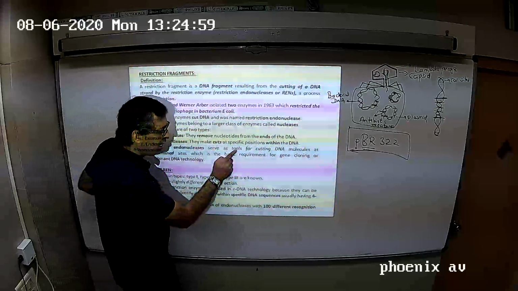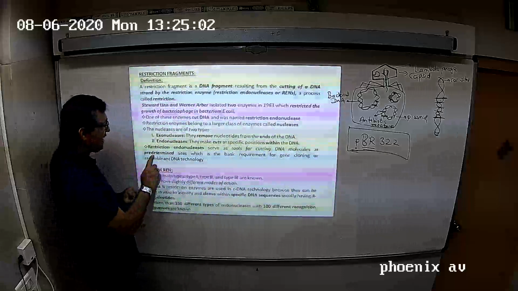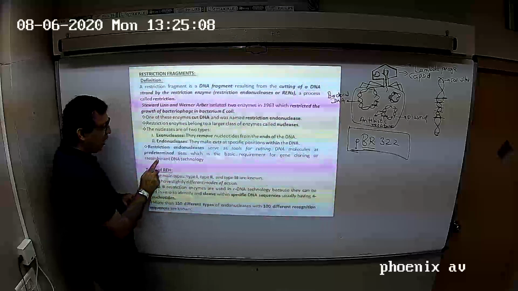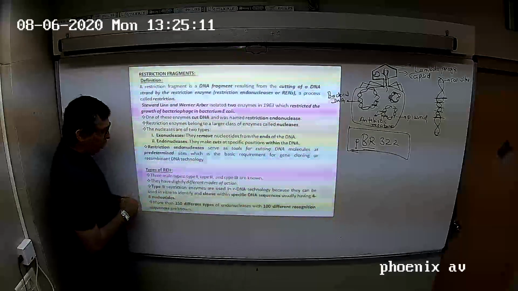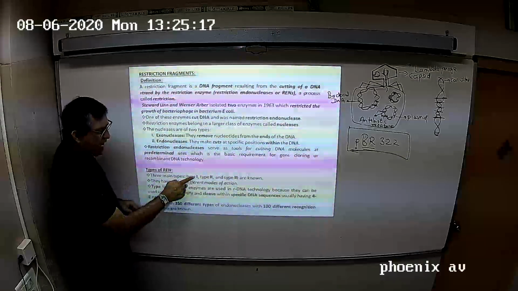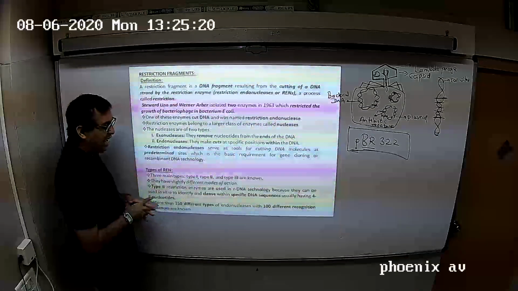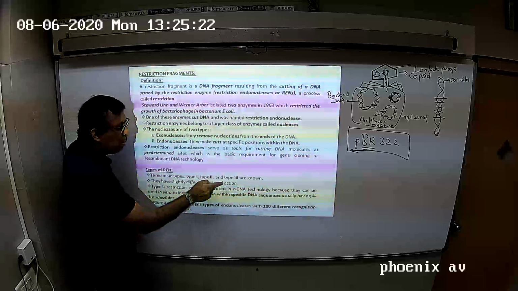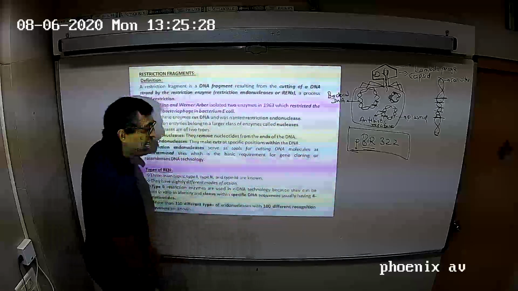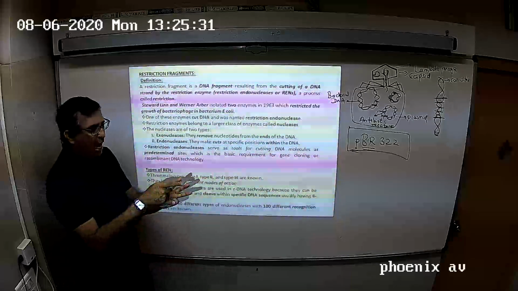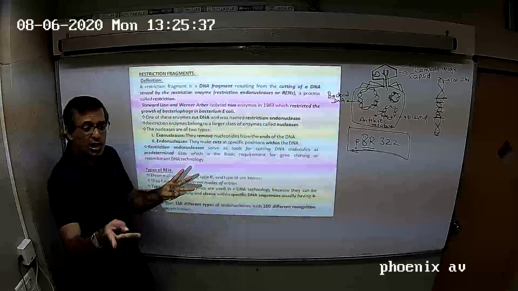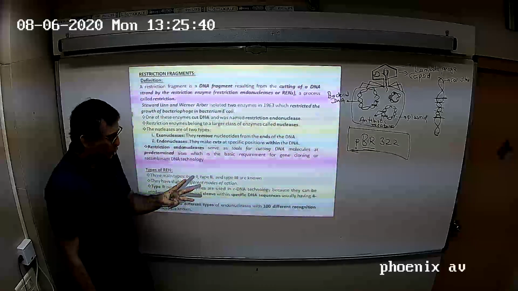Restriction endonucleases serve as tools for cutting DNA molecules at predetermined sites, which is the basic requirement for gene cloning or recombinant DNA technology. Restriction endonucleases are of three types, namely type 1, type 2 and type 3, and they all have slightly different modes of action. Type 2 restriction enzymes are used in recombinant DNA technology. So we have type 1, type 2, type 3. Type 2 is the restriction endonuclease which is used for cutting in recombinant DNA technology.